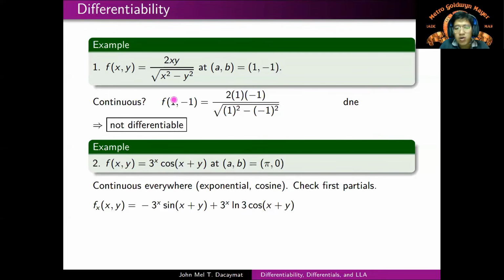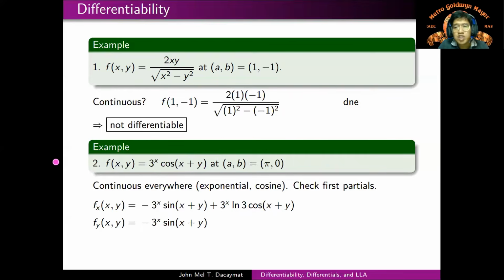Okay? Now, f sub y, no? All x's will be treated as constant. So, my f sub y will be this. 3 to the x will be a constant. Tapos, derivative ng cosine x plus y is negative sine x plus y times 1 lang. Derivative lang ng x plus y with respect to y.